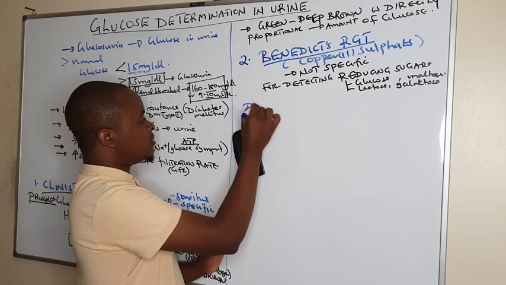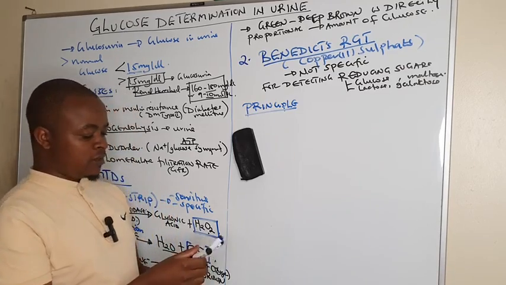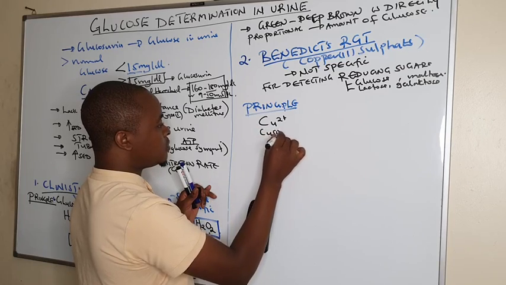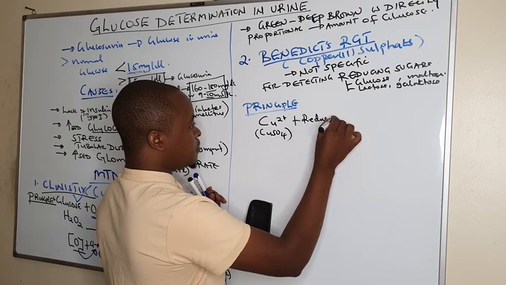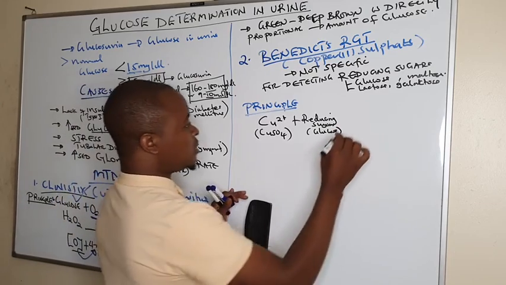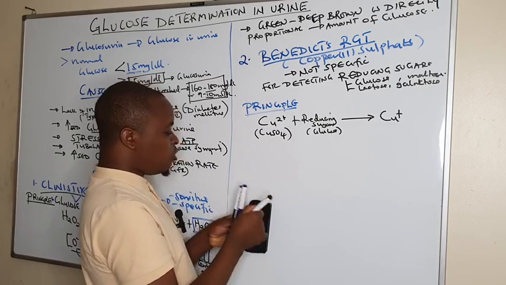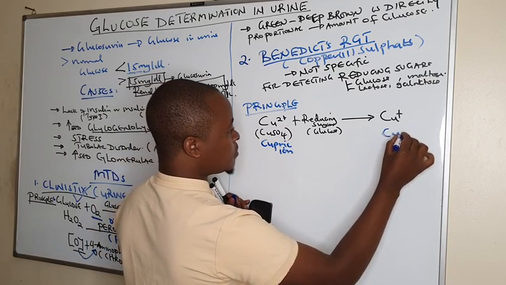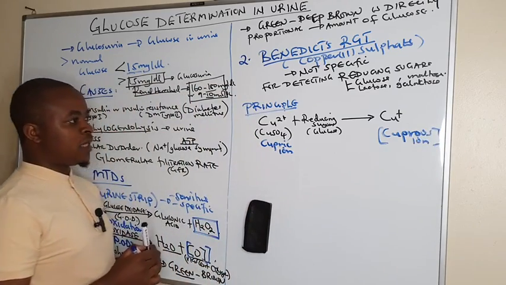And the principle behind this, the principle of Benedict's, we are using copper 2 sulfate, and this copper 2 sulfate contains copper 2 ions. So the copper 2 ions in the copper sulfate is going to react with reducing sugars in the urine, such as glucose, and after reacting with reducing sugars in the urine, it's going to reduce this copper 2 to copper 1. This one you can call it cupric ion to Cu plus ion.